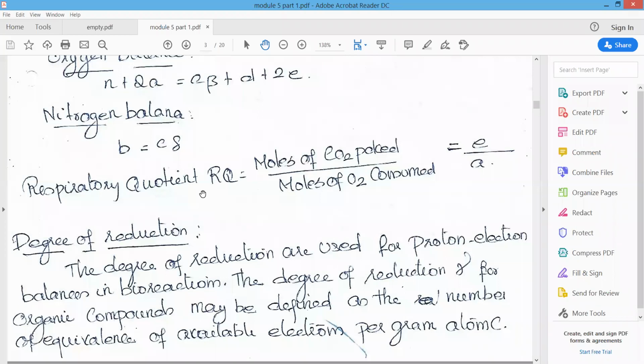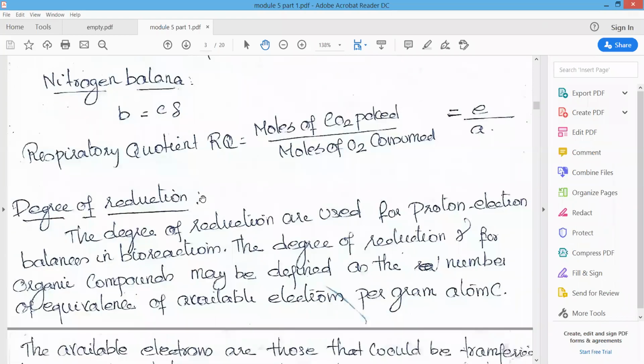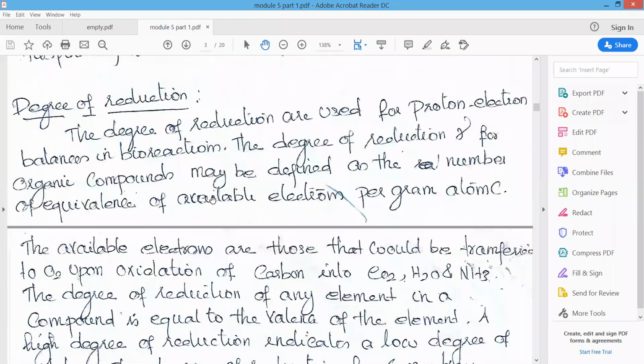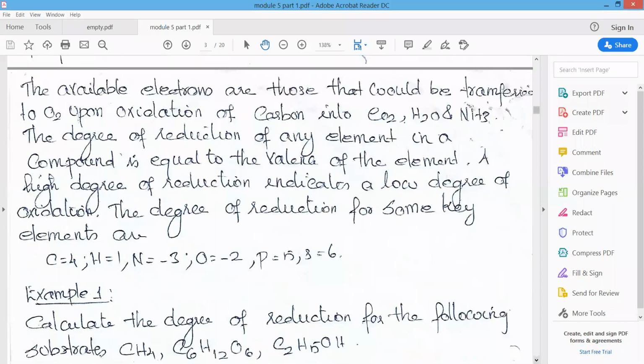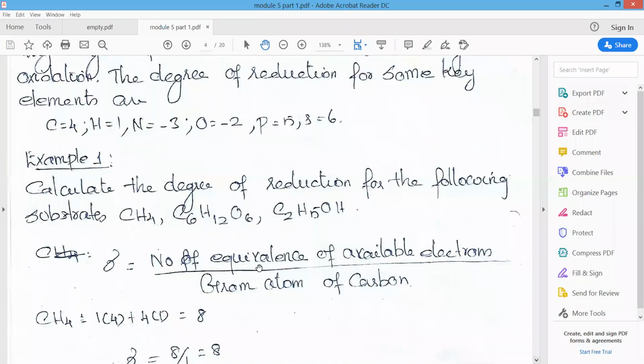And the next important concept here is degree of reduction. So first is yield coefficient, next is elemental balance, and the next is degree of reduction. This degree of reduction is basically used for proton electron balances in bioreactions. The formula for degree of reduction is number of equivalents of available electrons divided by gram atom of carbon.